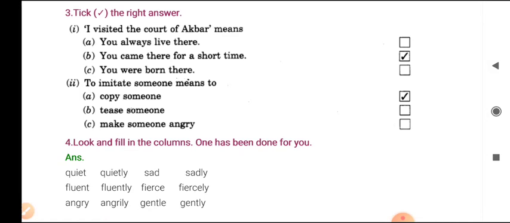Take the right answer. "I visited the court of Akbar" means, here the correct option is you came there for a short time. To imitate someone means to copy someone.